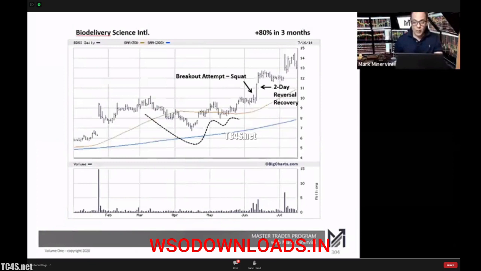What I like to do is give the stock a chance to stage what I call a reversal recovery, which simply means it gets above the high of that squat day or that reversal day and closes above it, which is very bullish if it can do that, subsequent to the stock reversing and squatting.